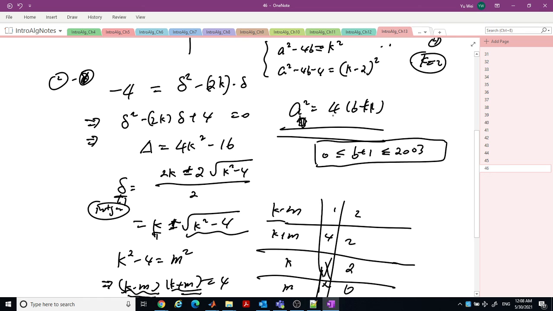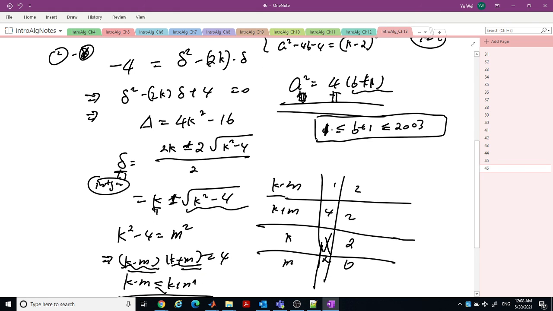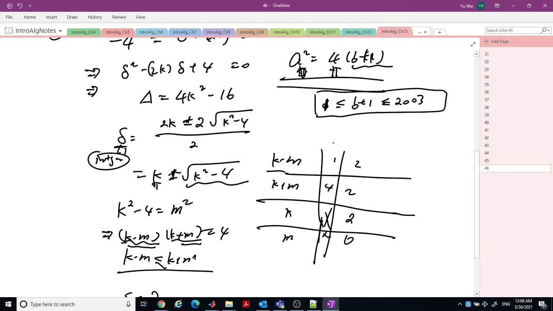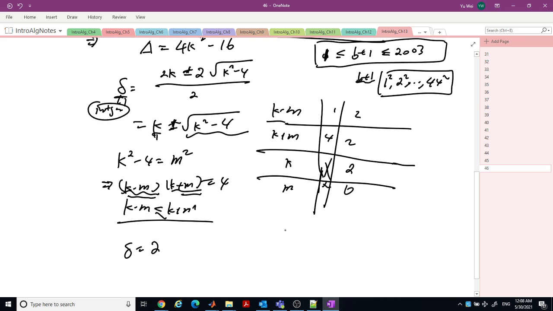Okay, so now a squared must be a square number, right? On the right side it must be a square, so 4 is a square number, so b plus 1 must be a square number. And b plus 1 is greater than or equal to 1, and less than or equal to this. So that's why b plus 1 can be 1 squared, 2 squared, up to 44 squared. Okay, then how many a are possible? So that's why there are 44 possible solutions. Okay, so that's it for this chapter. Thank you.